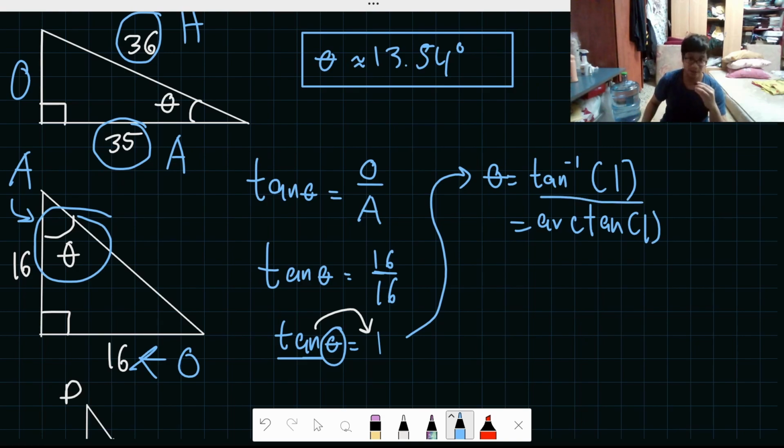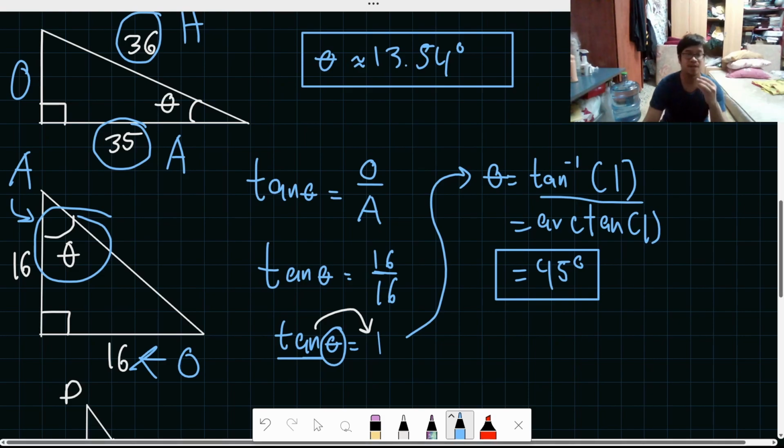So we can use our calculator to get our answer. Let me just get the calculator on my phone. The arctangent of 1 is exactly 45 degrees. So the answer here is 45 degrees, and we're good to go. That's our answer for this second figure.